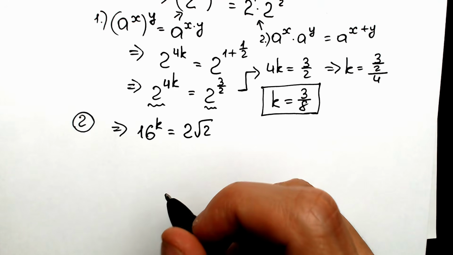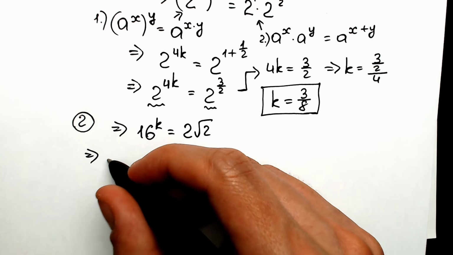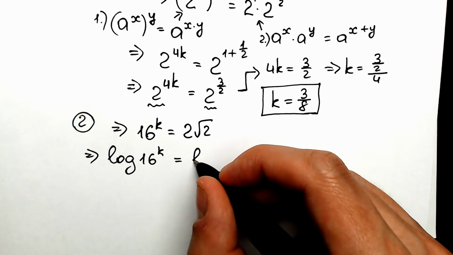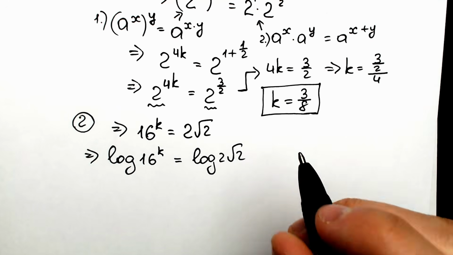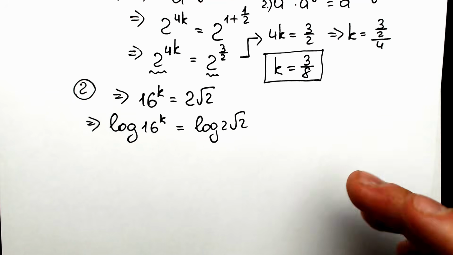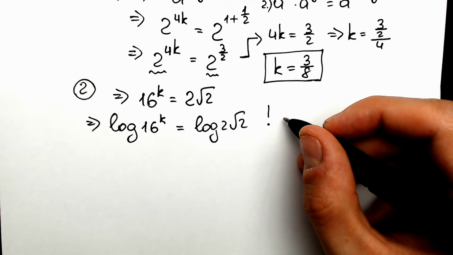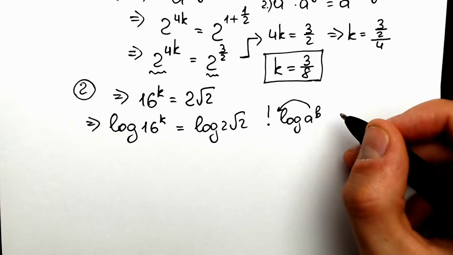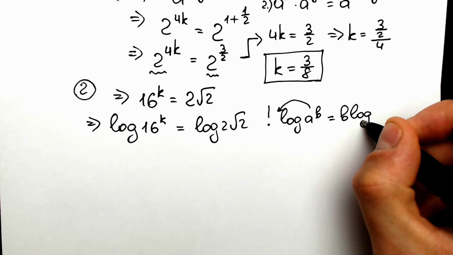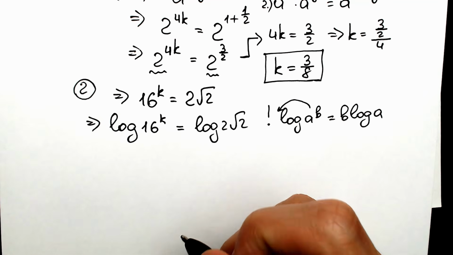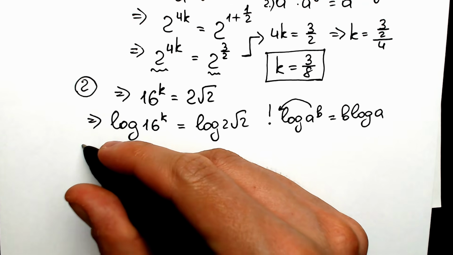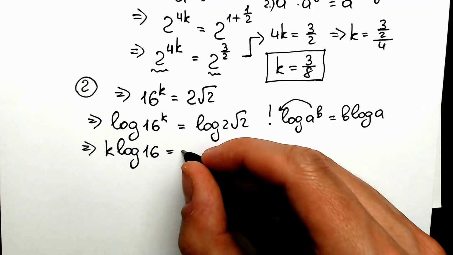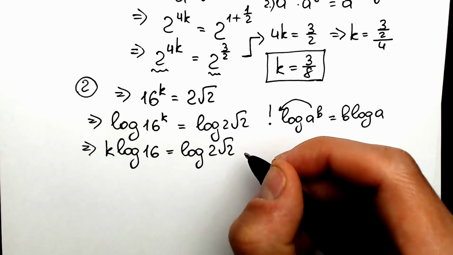So here's our question, and let's apply log on both sides. So we have log 16 to the power k on the left side equal to log 2 square root of 2. I hope you understand this step. We just apply log on both sides. And right now let's remember the most popular property. When we have log, for example, a to the power b, this b will come down right here. So we have b log a. It's also really great to write this expression like that. So we have k log 16 equal to log 2 square root of 2.